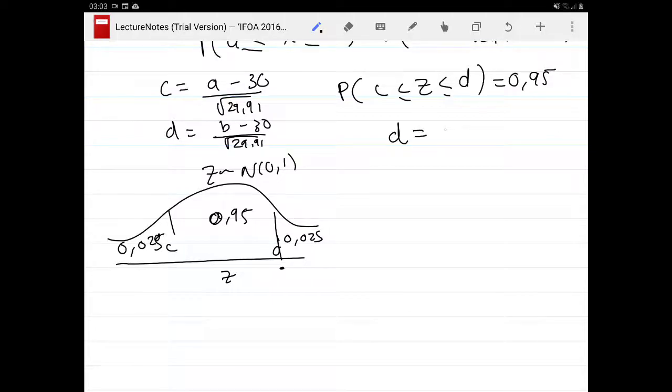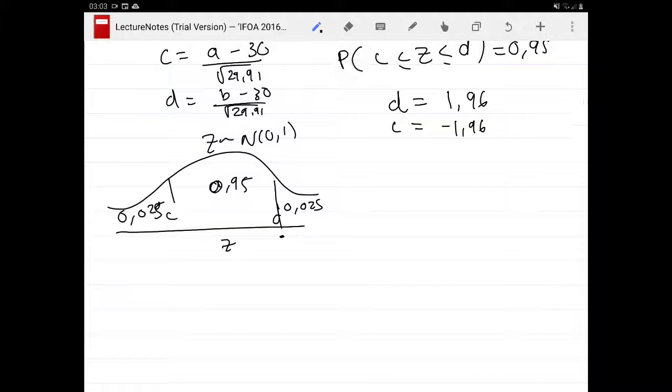You can go and do that, and essentially D will come out to being 1.96, and C will be negative 1.96. There are a lot more decimal places, and I would advise that you keep those decimal places somewhere in your calculator. So now we know what D and C are using our table. You'd find the quantile with 0.025 to the right and the quantile with 0.025 to the left, and you'd find D and C. Now we can find A and B because we defined what C and D are in terms of A and B.